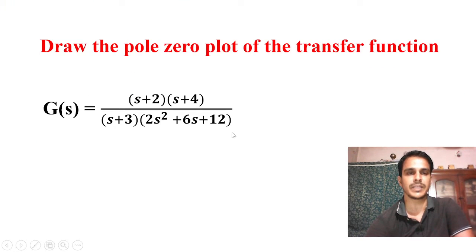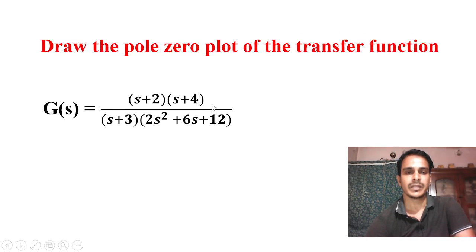This is another example and we have to draw the pole zero plot of this transfer function. We can see here the numerator having 2 terms, s plus 2 and s plus 4. Similarly, the denominator having 2 terms, s plus 3 and 2s square plus 6s plus 12. We have to make this numerator a single term and denominator a single term. How will we make it? We have to multiply.